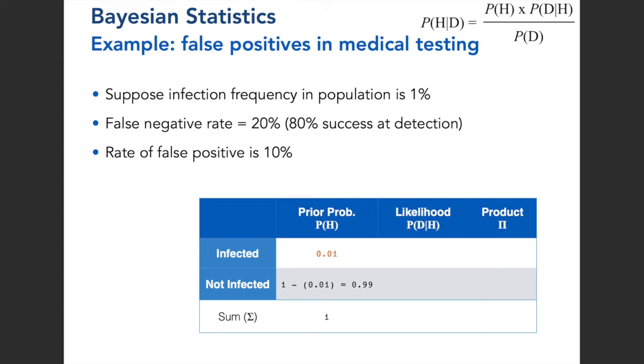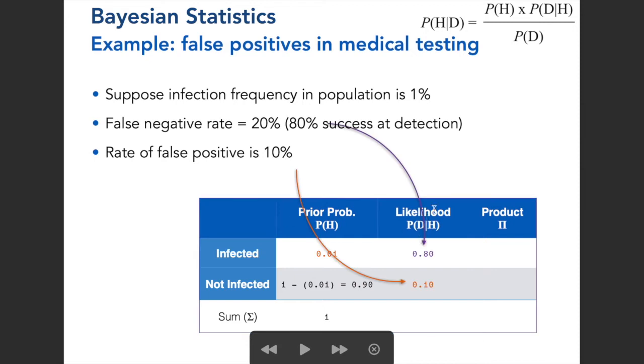So then we need to calculate the likelihoods. So this is the probability of the data given the hypothesis. So again, the data are that we've tested positive. So what's the probability of testing positive if we are infected? Okay, so that's going to be 0.8, right? 80% of the time, we're going to test positive if we are infected, right? So that's going to be 0.8.